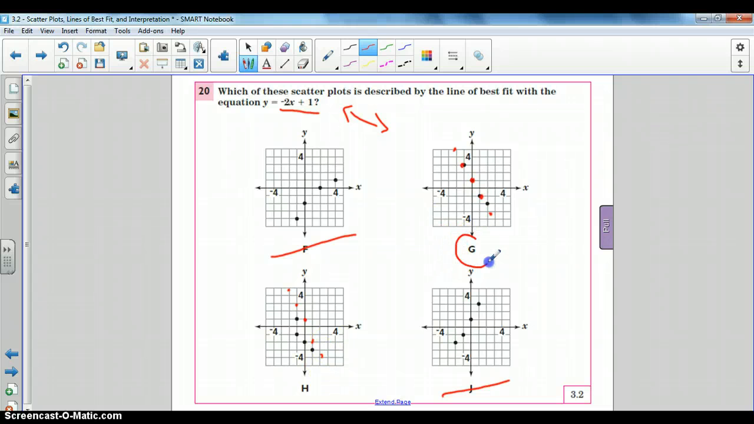Right, it goes to this one. Okay, almost always when you're dealing with graphs on the EOI, you can get rid of 2 of them based off of positive and negative. And then it gives you a 50-50 chance.